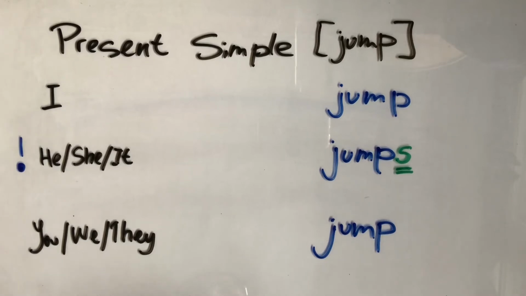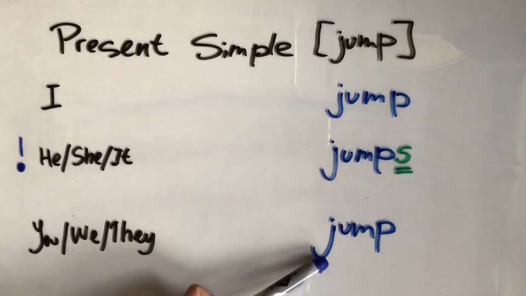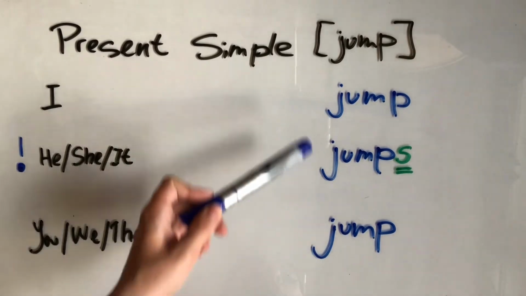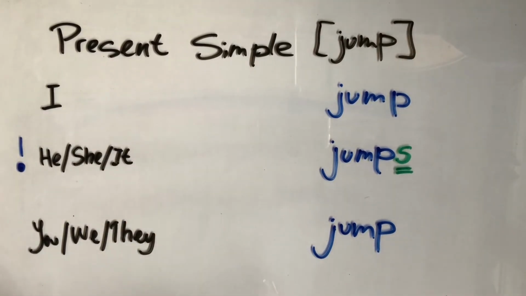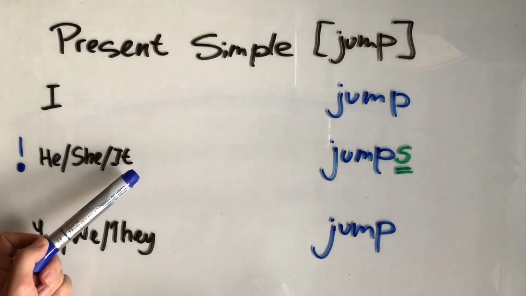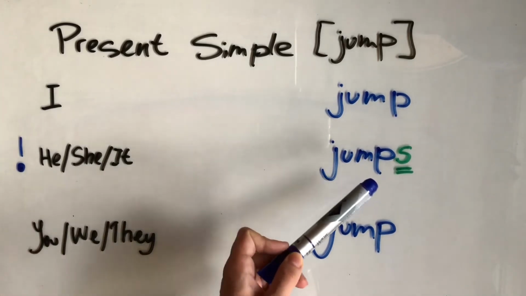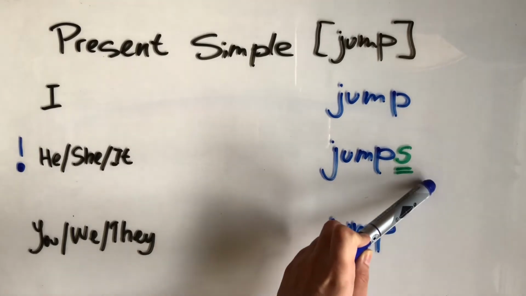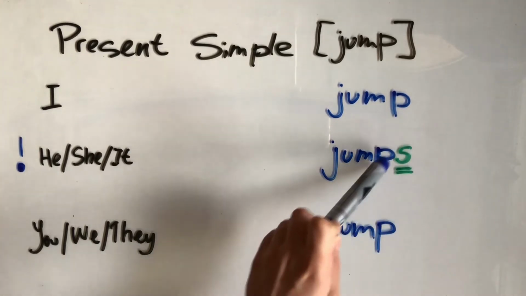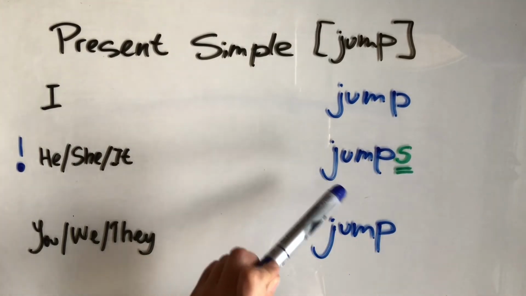Again, with pronouns I, you, we, and they, the verb stays the same. Jump. Yet with pronouns he, she, or it, jump becomes jumps. See the letter S? Jumps.